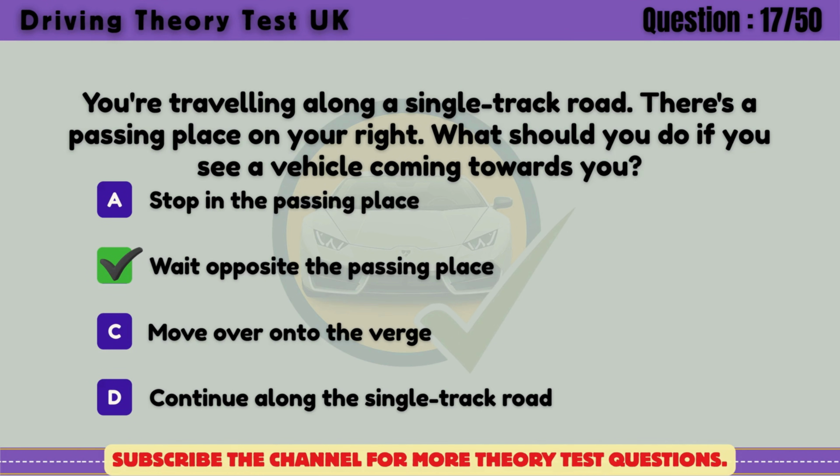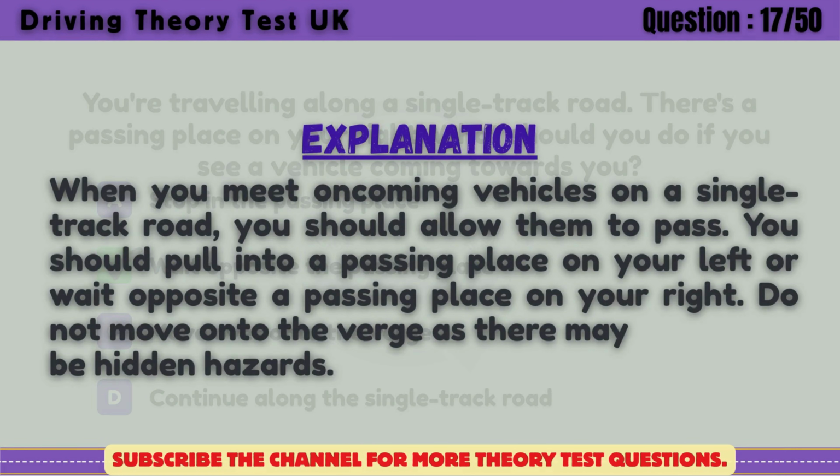Answer is B. Wait opposite the passing place. When you meet oncoming vehicles on a single-track road, you should allow them to pass. You should pull into a passing place on your left or wait opposite a passing place on your right. Do not move onto the verge as there may be hidden hazards.